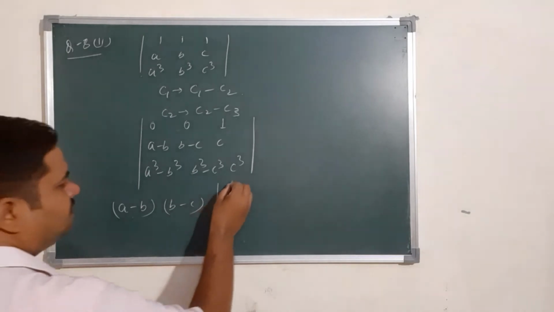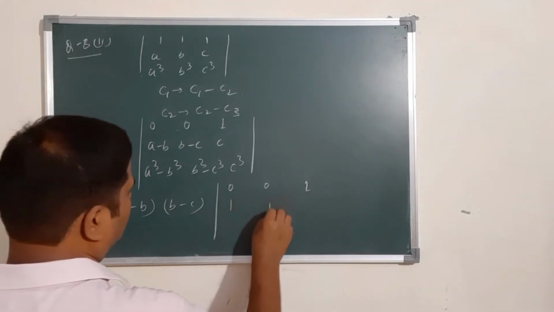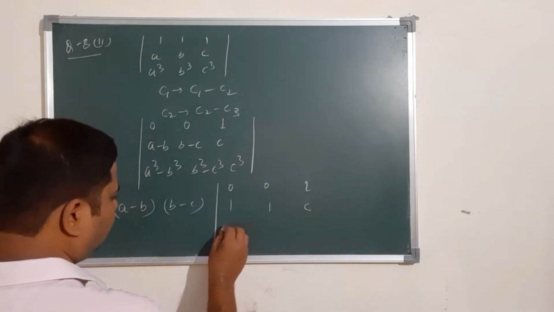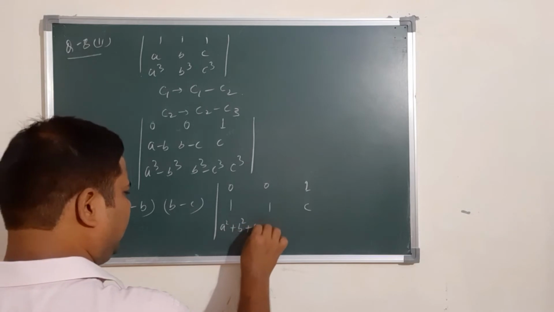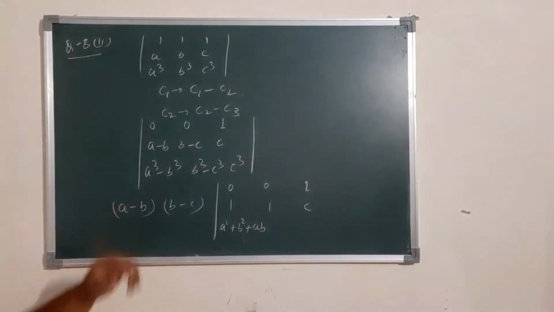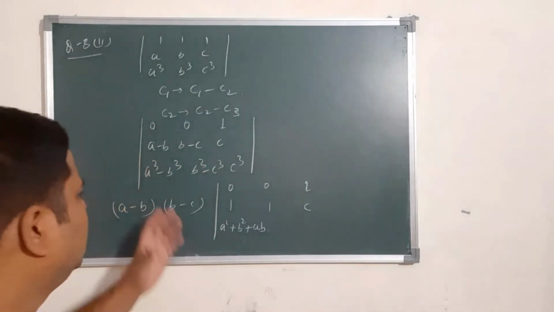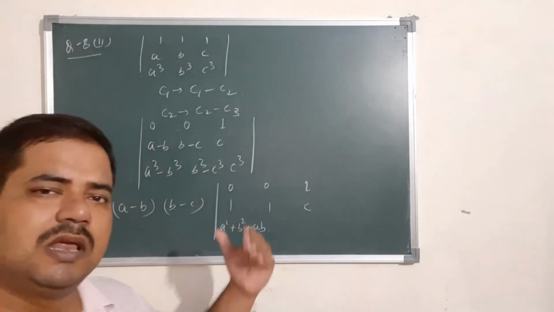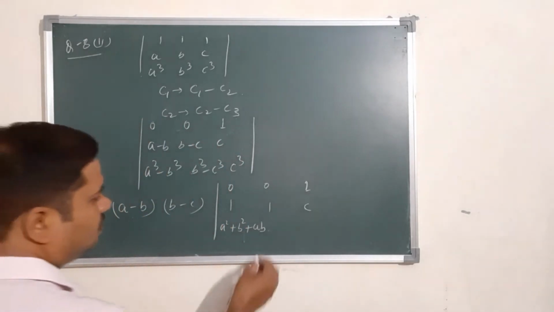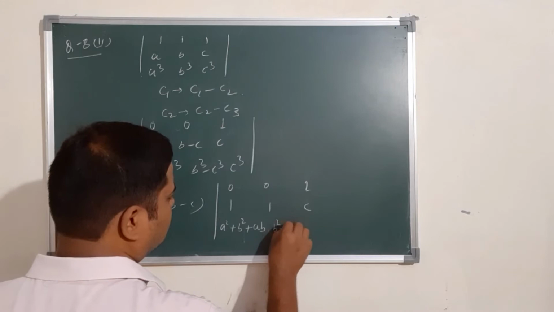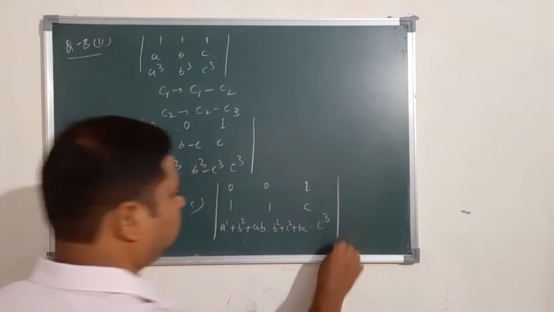Then we will have 0, 0, 1, 1, 1, C, and here A square plus B square plus AB. Why? A cube minus B cube, you know very well, is (A minus B) and another bracket (A square plus B square plus AB). So here B square plus C square plus BC and C cube.